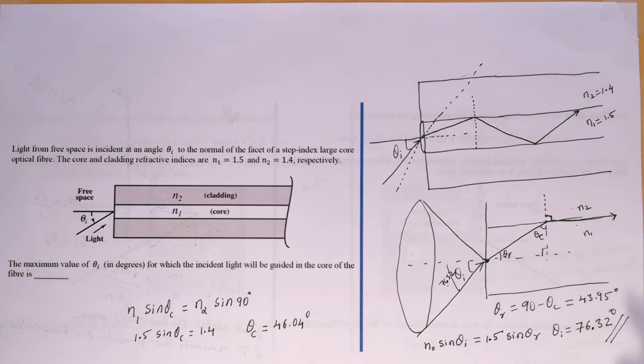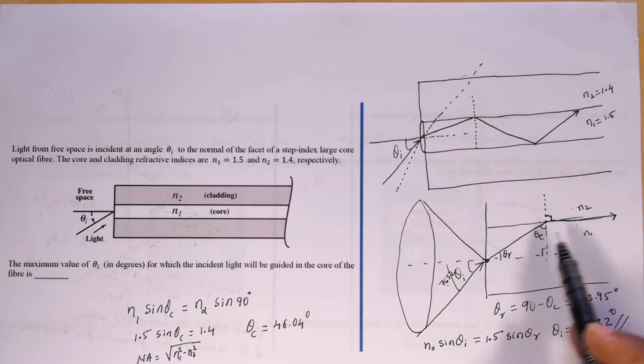We can also calculate NA from this. NA is just the square root of N1 square minus N2 square, and we can calculate this value also. So we should remember both these formulas and Snell's law to apply in the right way to solve this problem, and it comes often in GATE.